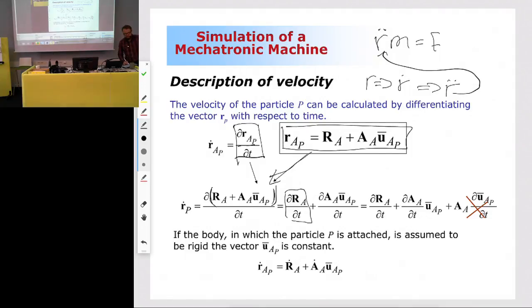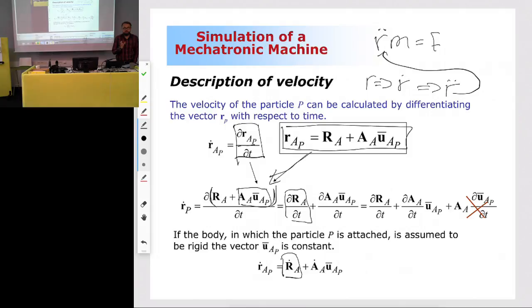So I'm differentiating the translation with respect to time. What will come is a translational velocity. Translational velocity I will define as r dot. That's what counts, because this is a vector that is not a constant but is a function of time. Then I have here this component that consists of two parts.